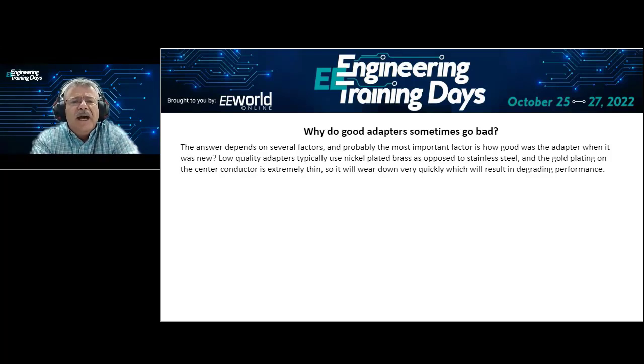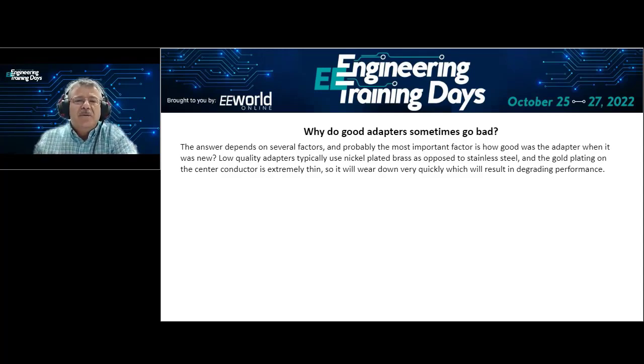So why do they go bad sometimes? So you had a good adapter and now it's gone bad. There's a lot of different reasons. I can't go over all of them. I'm going to say one of the common ones is the way people treat the adapters. I've seen people basically just toss them into a box. You know, there's 25 adapters in the box and they just toss them in. They don't give any second thought to it. That's probably not a good way to treat your adapters.